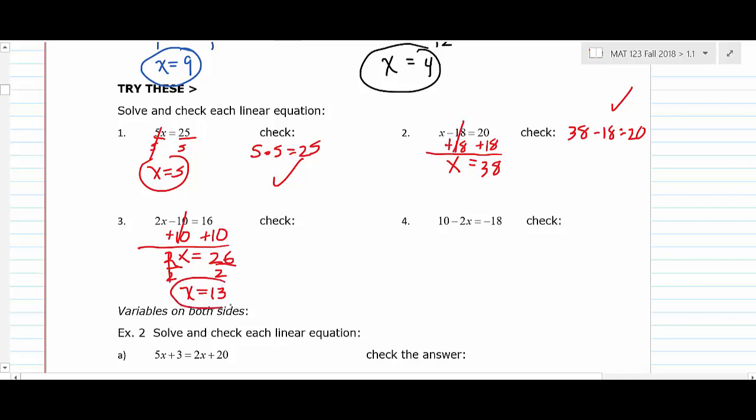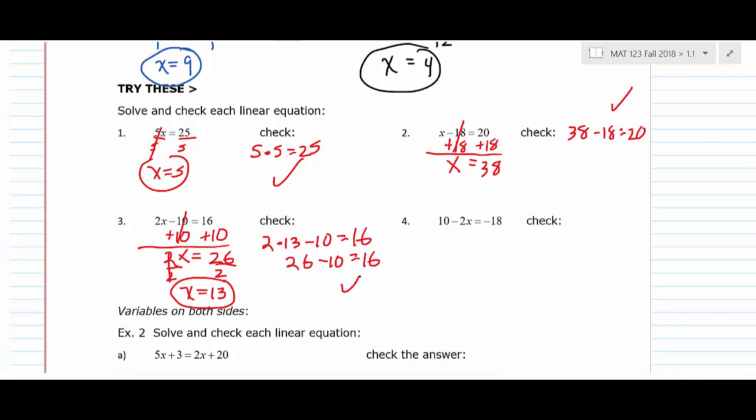Okay, and then for checking, just write it like this. You just say 2 times the answer, minus 10 is 16. Work it out until you know you're right. This would be 2 times 13 is 26. 26 minus 10 is 16, so that's good enough. All right, everybody okay? I didn't see too many problems.